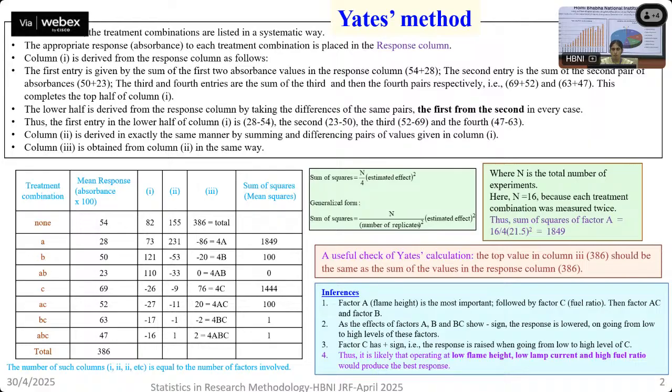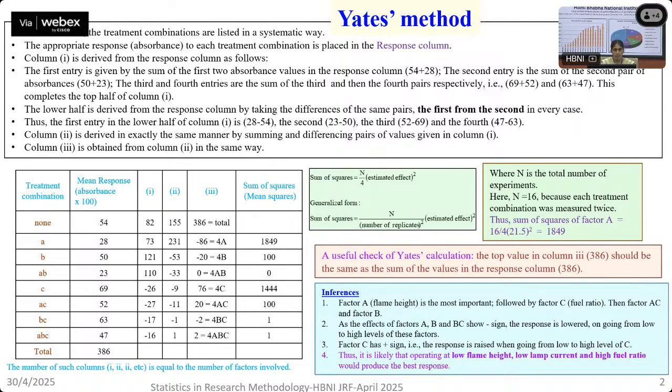That means the flame height, the lamp current, and the combined factor BC are holding negative signs. You can read from column 3 of the AIDS calculation on the left side table: A, B, and BC. These three are having a negative sign in column number 3. That means the response is lowered when you increase these factors to their higher levels. That means they have got a negative impact on the response function.